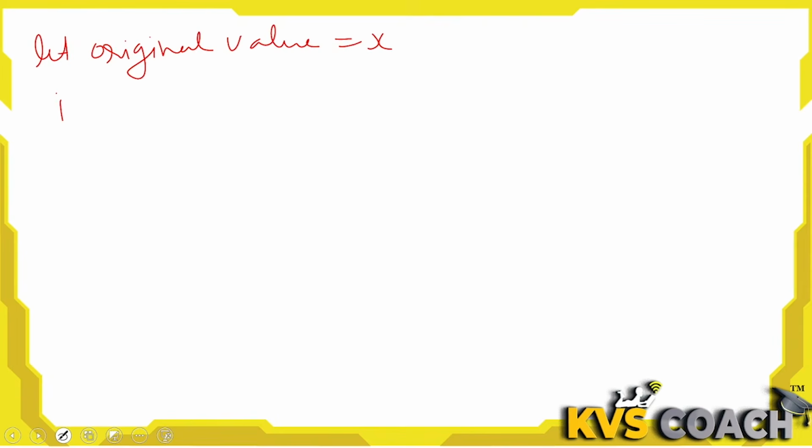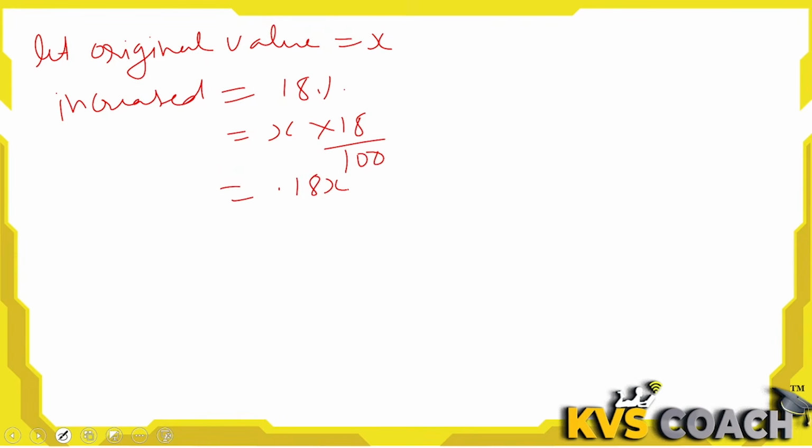Okay, increased by 18%. So the increased income is 18% of X. It means this is 0.18x. So what will be the total value? The total value will be X plus the increased value, that is 0.18x.